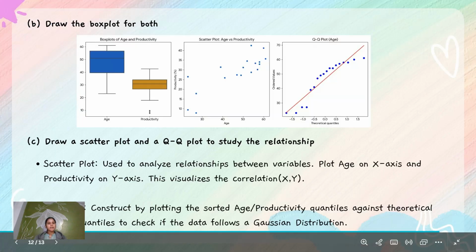Now B part, draw a box plot for both. In this, we draw the box plot for age and productivity. You can see on the screen, and the scatter plot for age versus productivity, and a QQ plot, which contains the ordered values and the theoretical quantiles.